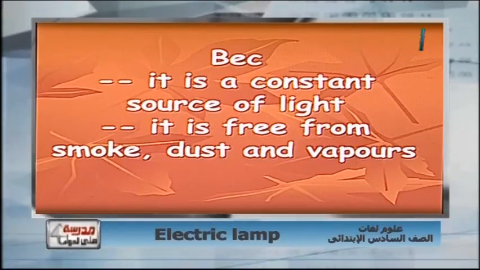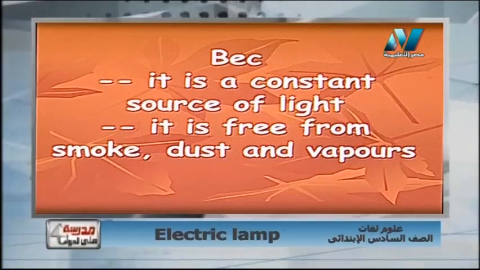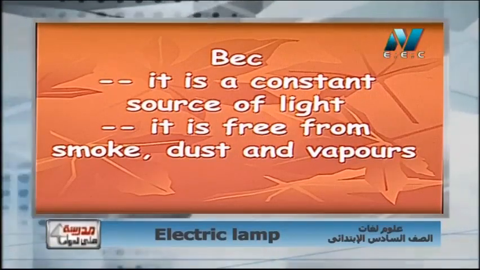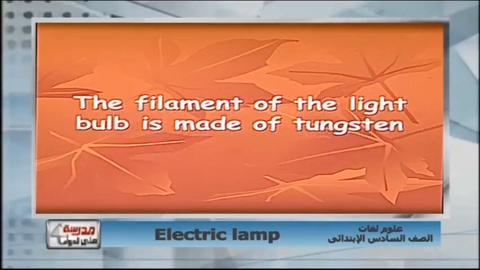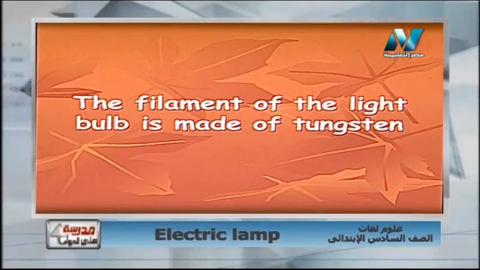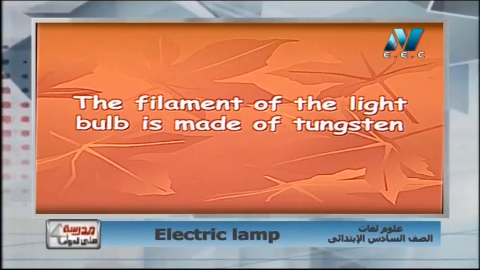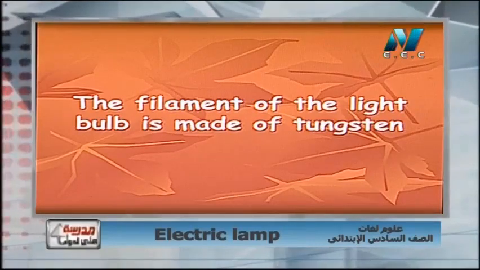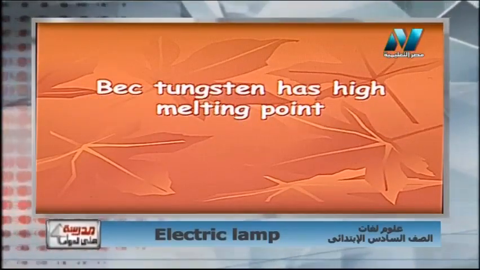طبعا هي دي حاجه كويسه جدا، ميزه كويسه جدا في اللايت بالب أو الفلوريسنت لامب إن هي free from smoke, dust and vapors. Another question that says the filament of light bulb is made of tungsten. تقريبا السؤال ده يمكن بنقوله كل حلقه أكتر من 4-5 مرات لأن هو فعلا سؤال مهم جدا. ليه الفيلامنت of the light bulb أو حتى الفلوريسنت لامب is made of tungsten? Because tungsten has high melting point.